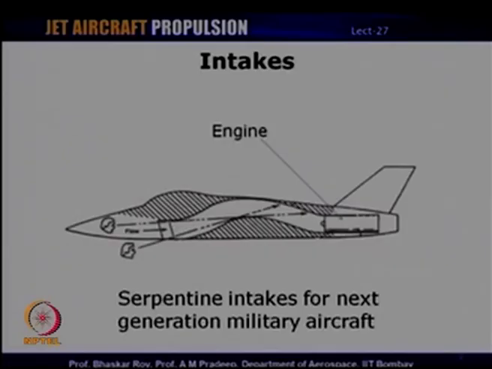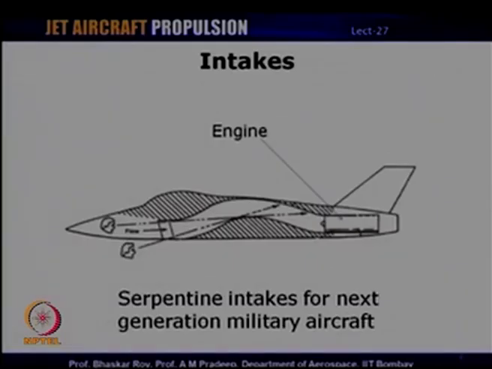So, these are known as serpentine intakes, and because of the very shape they have, it is naturally expected that such intakes will suffer heavily from flow non-uniformities by the time the flow reaches the engine. So, currently there are a lot of research studies going on, trying to analyze this kind of geometries and improve the flow through these ducts, so that the engine face receives a fairly uniform inflow.